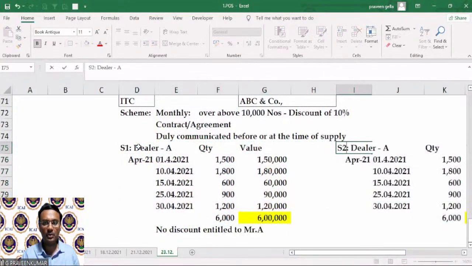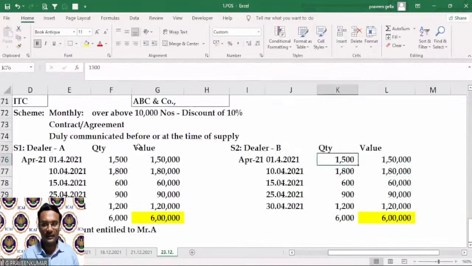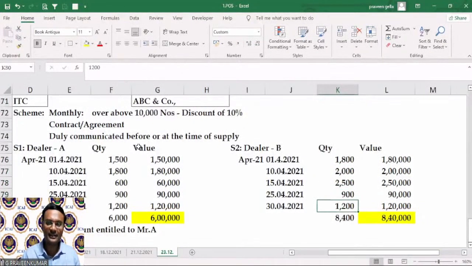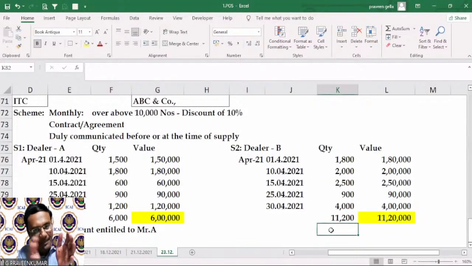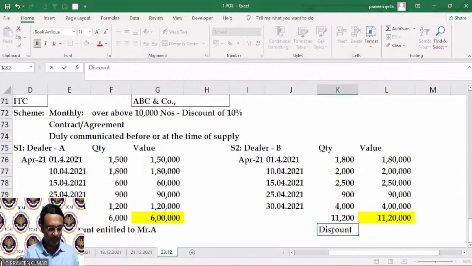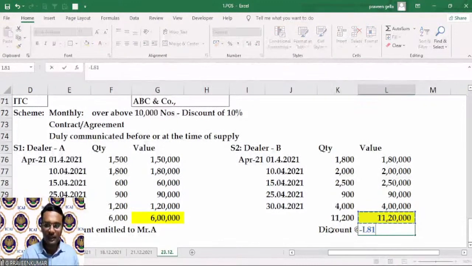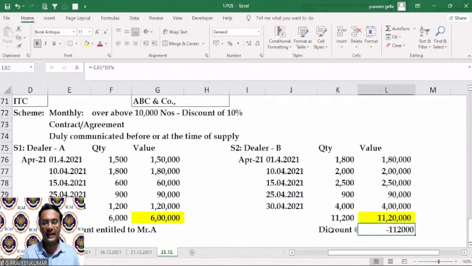The same, let me put for another dealer. I call it scenario 2, dealer B. Say 1,800 pieces, 2,000 pieces, 2,500 pieces, 3,900 pieces, and say 4,000 pieces. Now Mr. B has exceeded 10,000. So in this case, what will happen? Once April gets over, we examine and say discount at the rate of 10%. So what is the entitlement? On this, 10% is what he gets an entitlement for.